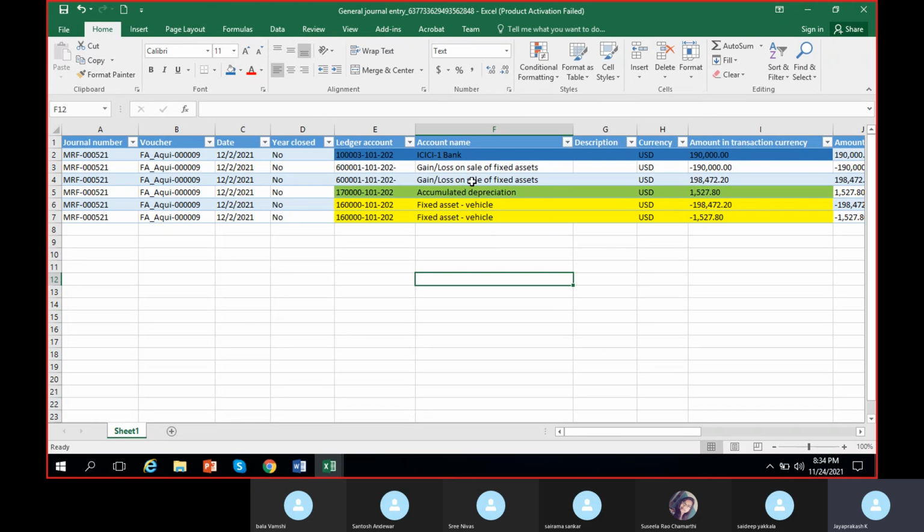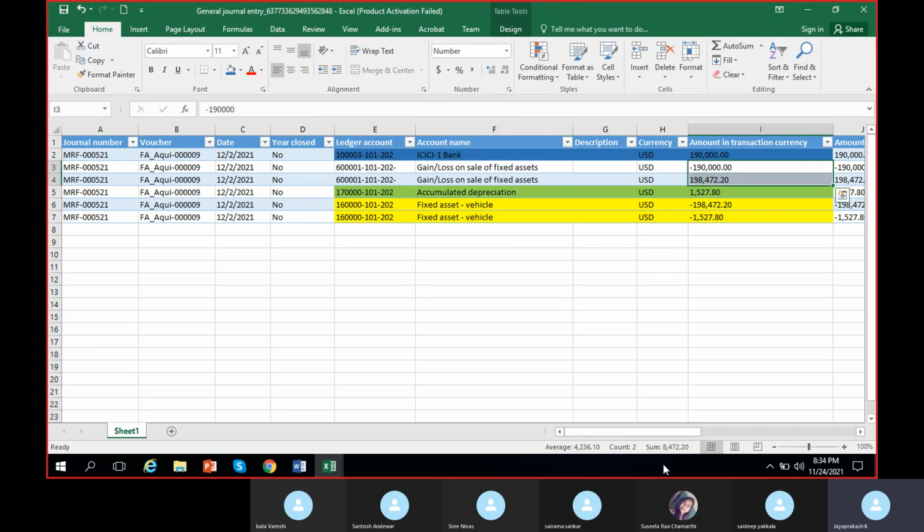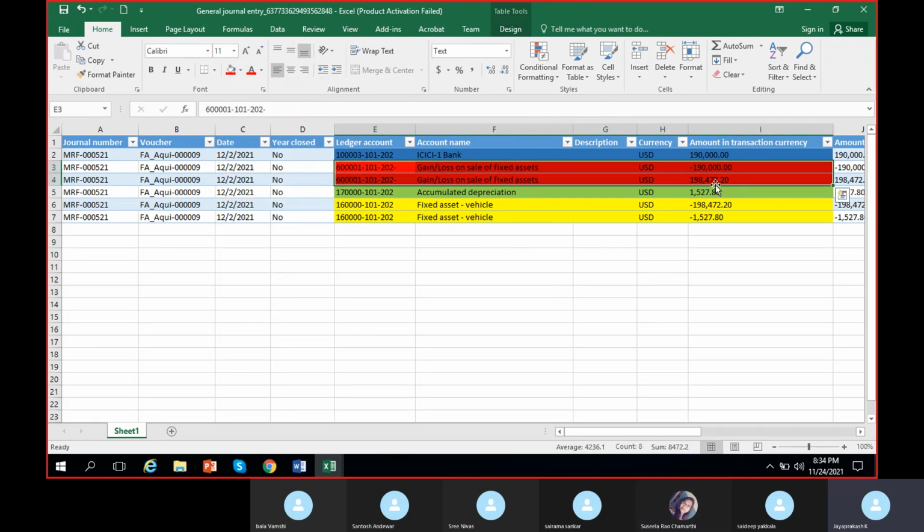Then you have the gain or loss on sale of fixed asset account 2 times. 2 times means you have to consider the net balance of both of them. The net balance of both of them is 8,472.20, which is a debit balance excess. What does a debit balance excess mean, guys? Any idea? It's a loss. So you have credit here and debit here, both of them. So you have 8,472.20 as loss. I counted properly: 8,472.20 as a loss.